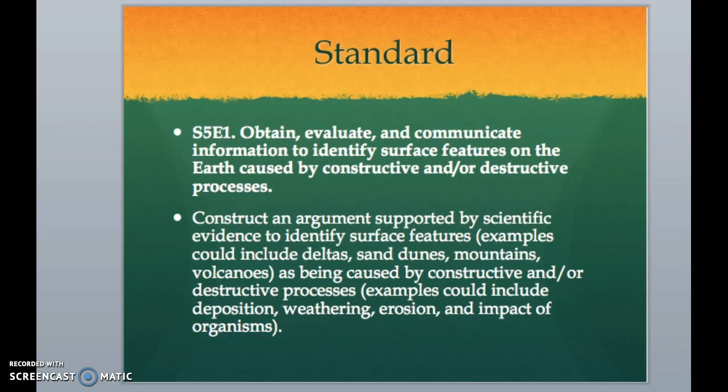Construct an argument supported by scientific evidence to identify surface features, and the examples include deltas, sand dunes, mountains, and volcanoes. And I'm going to be talking about volcanoes. And it also says as being caused by constructive and or deconstructive processes. Examples could include deposition, weathering, erosion, and impact of organisms, but I'm going to focus on volcanoes.